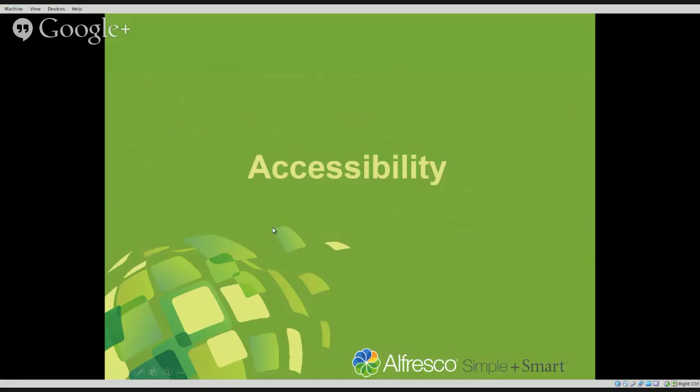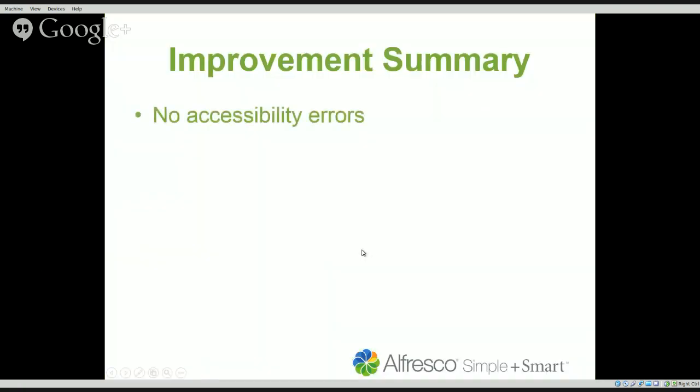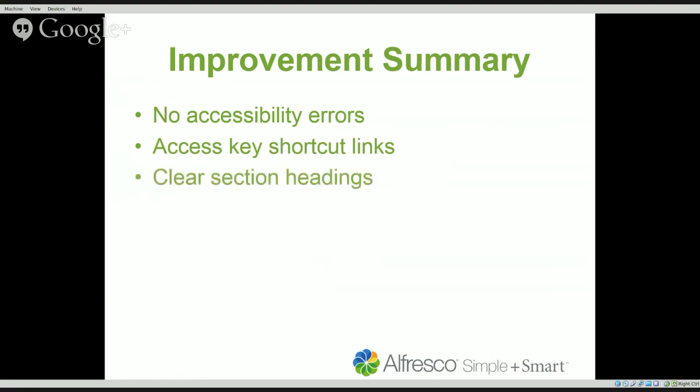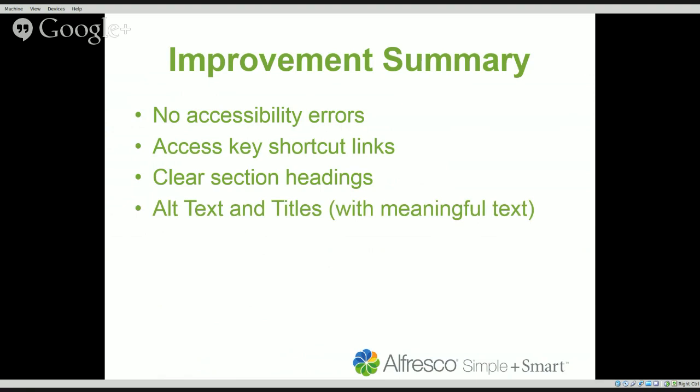Cool. Right. So I will come back to this to show you some of the search and some of the things we changed in a little while. But I just want to give you a quick idea of the accessibility enhancements. As I said, at the moment we're typically using this Wave tool, which is a plugin for Firefox, and that's reporting no accessibility errors. We're adding in access key shortcut links. I'll just talk about that in a second. We've got very clearly defined section headings, and we're also using alt text and titles with actual meaningful values. So actually trying to make it useful for screen readers.